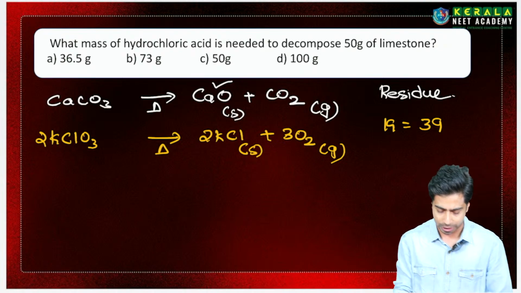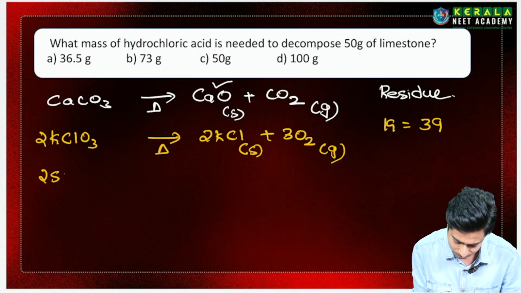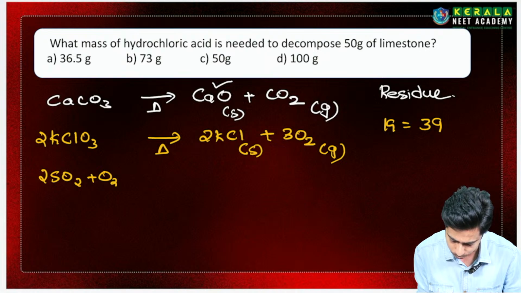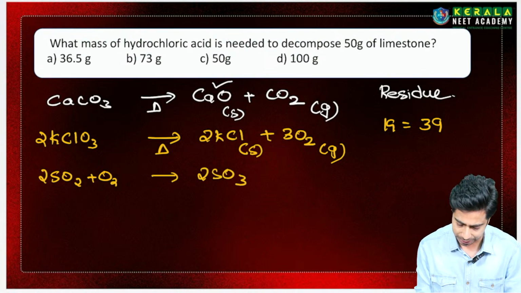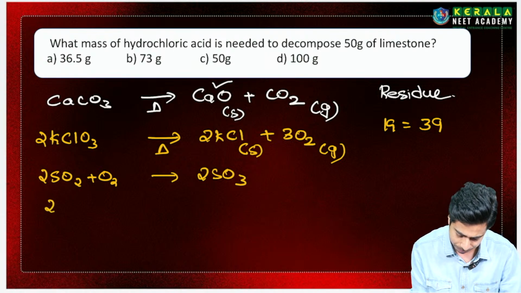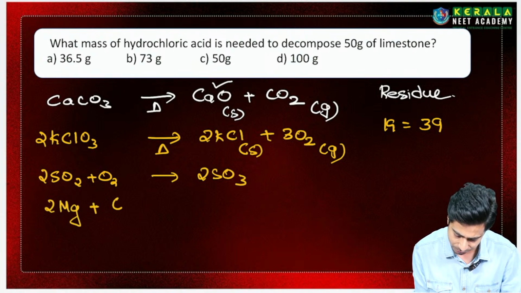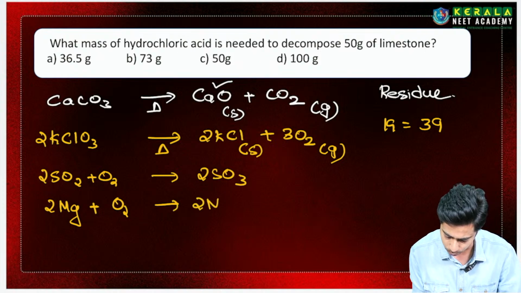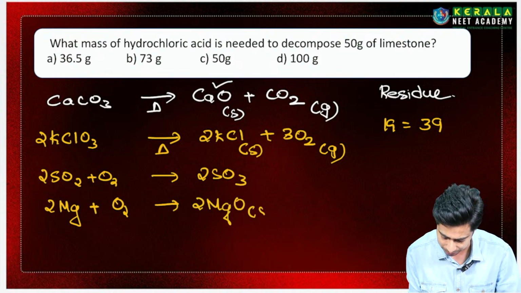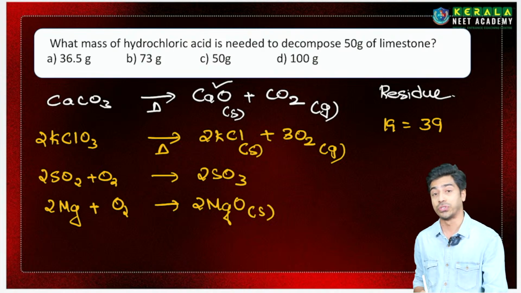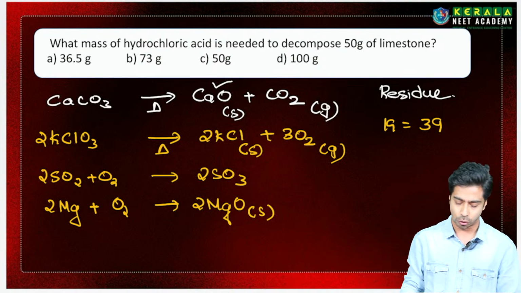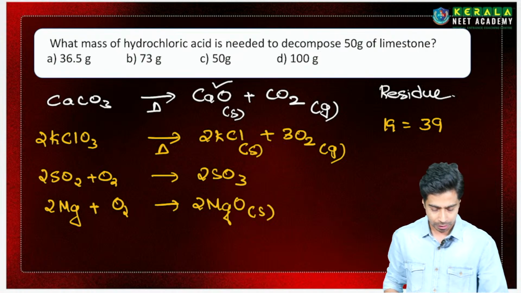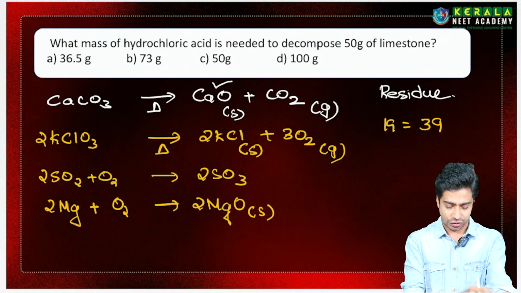Then you can take 2SO2 plus O2 giving 2SO3. Then we have the equation, if you take the case of 2Mg plus O2 giving 2MgO, magnesium oxide will be in solid form. So that is the mass of residue. These are the important reactions you have to remember in stoichiometric calculations. Now we'll move on to the next question.